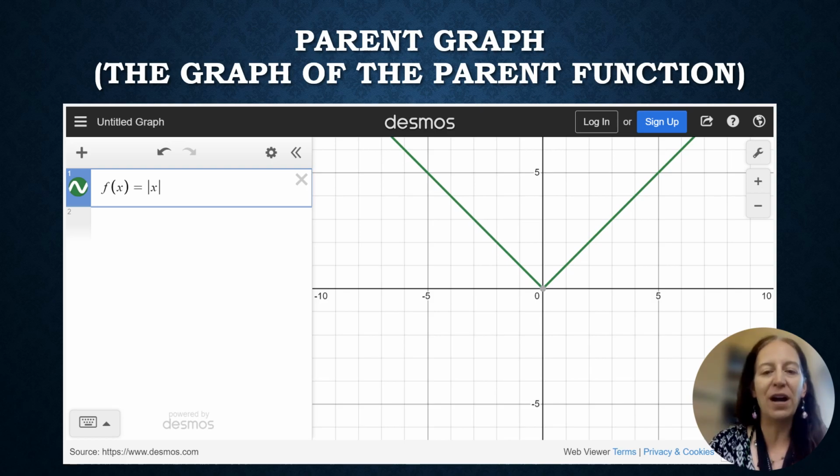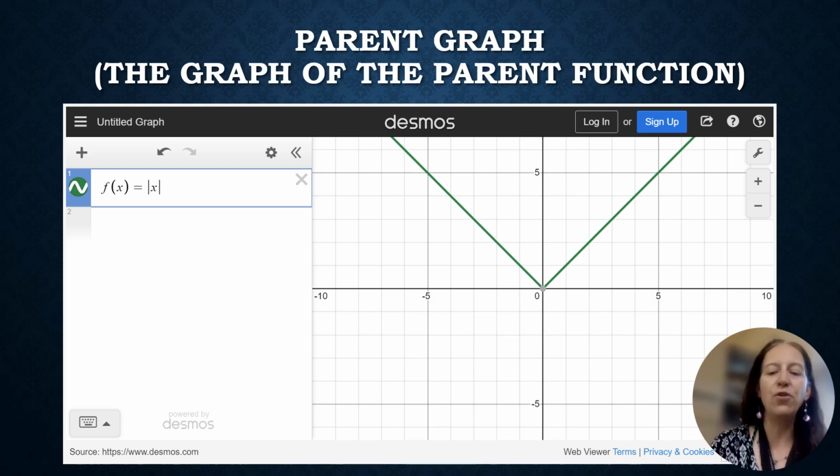All right, so what we're going to do is click on this, and we're going to look at the parent graph. So the parent graph is just the graph of the parent function. And in your notes, I have a space for you to just sketch the graph. So I'm going to use y equals, and there are a couple of different ways you can do absolute value. If you look at this keyboard, down at the lower left, and I expand that, you will see a button for absolute value, and I can plug in the x, and ta-da.